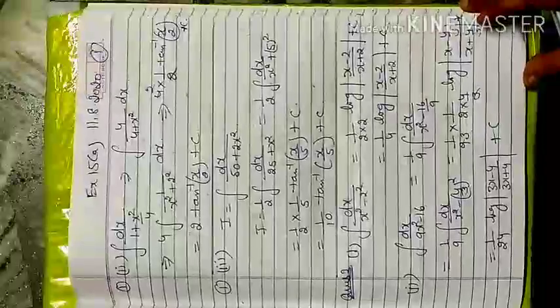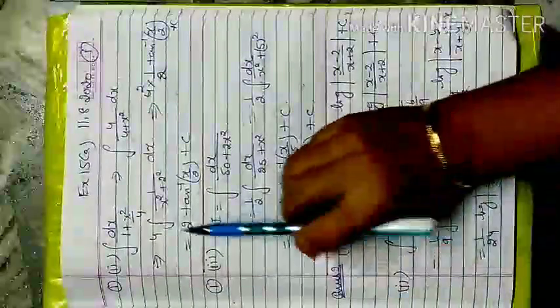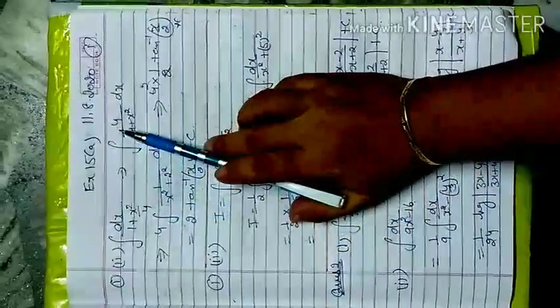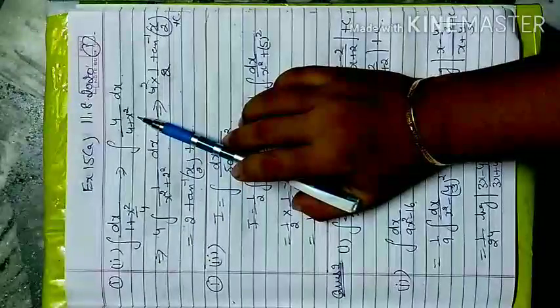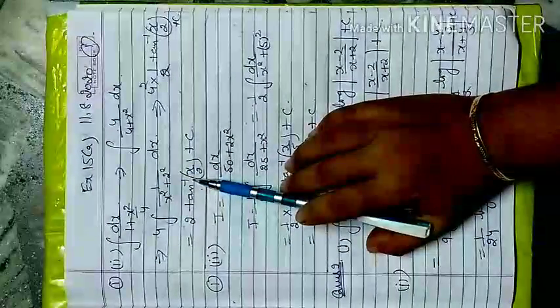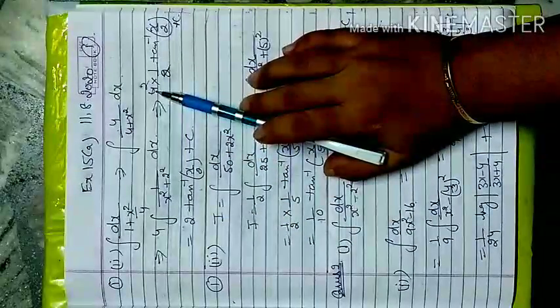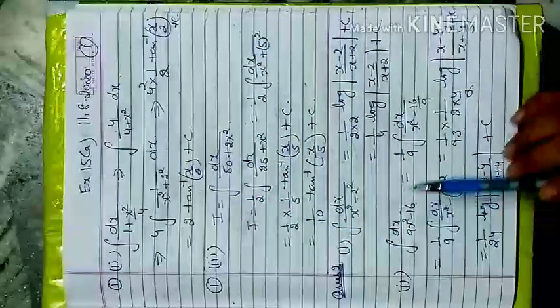Similarly, in your further questions, in this 1 plus x square by 4, if you take the LCM, 4 goes on numerator, 4 plus x square, this is x square plus a square form. We directly apply the formula 1 by a tan inverse x by a, so you will get, 4 is already outside, 1 by 2 tan inverse x by 2.